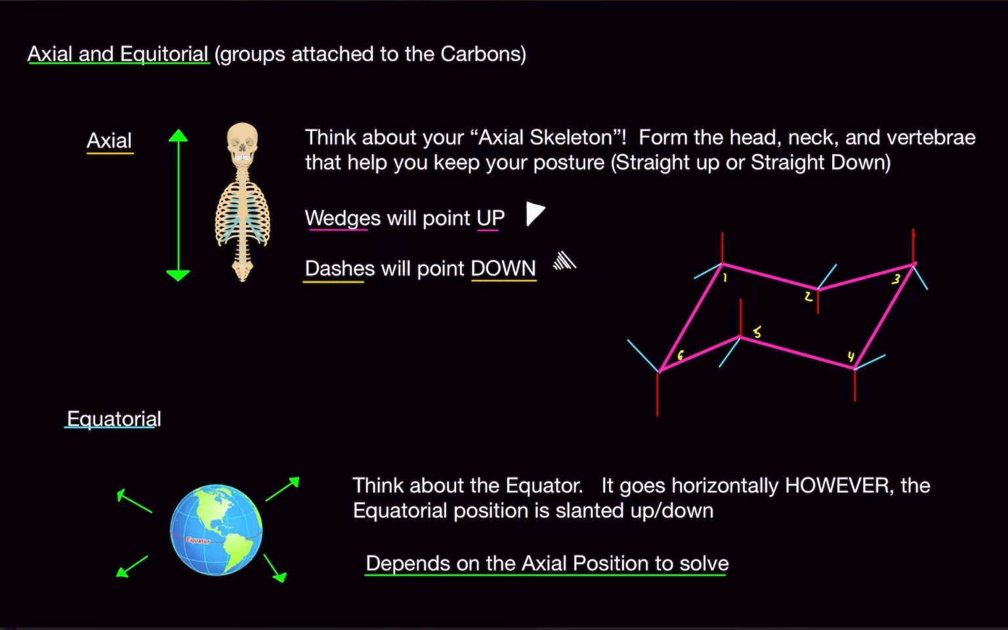The equatorial position, think about the equator. It goes horizontally. However, in the equatorial positions, they are slanted either up or down. So they're going horizontal, but also slanted up or down. And this depends on the axial position to solve. So I know you're probably very lost. Let me break it down this way.